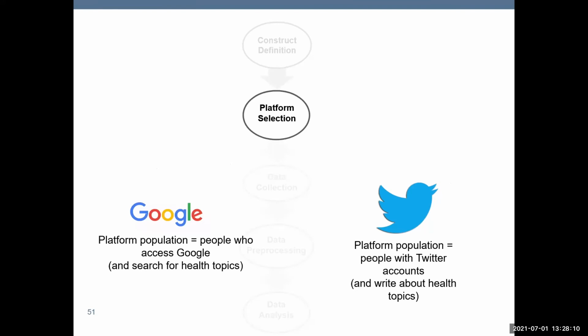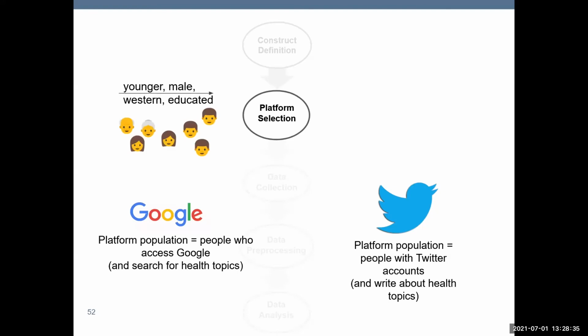The next step, which actually happens during platform selection itself, is choosing a particular population. And this is typically the platform population. For Google, that would be people who have access to Google, and for Twitter, that would be people who have Twitter accounts. More closely, these would be people who access these accounts and engage in health related topics.